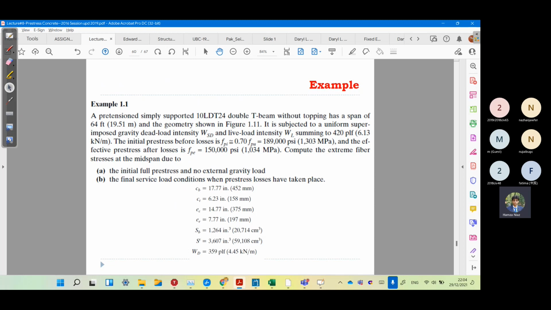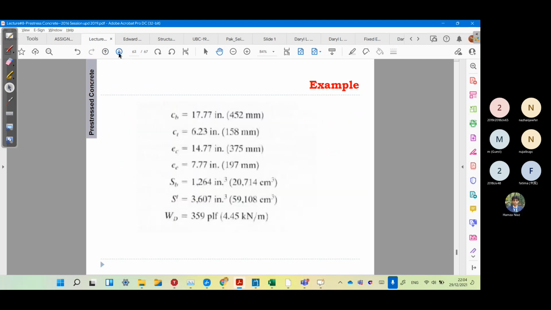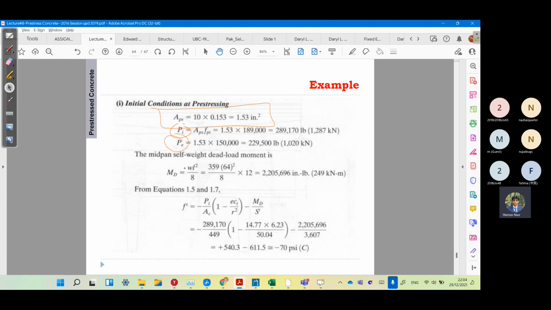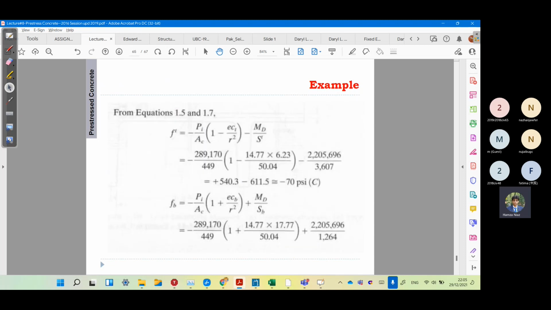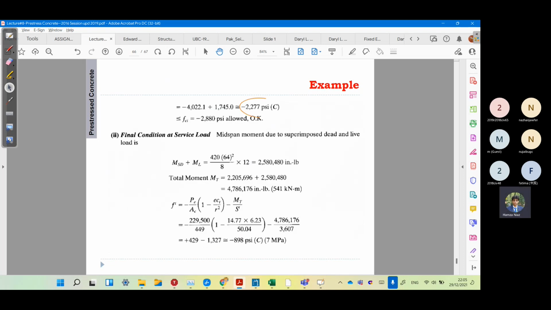We are given the initial and effective pre-stresses. The initial pre-stress is 189, and the final is 150 psi. To convert these into forces, we simply multiply with the area. After multiplying with area, we can calculate the initial and final pre-stress force. In the same way we can calculate the moment, and applying the equation, we can calculate the top stress and the bottom stress. We checked this against the ACI allowed limit. It was falling in between, so it is okay.